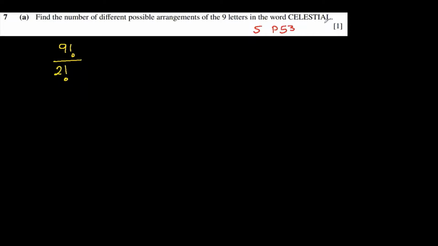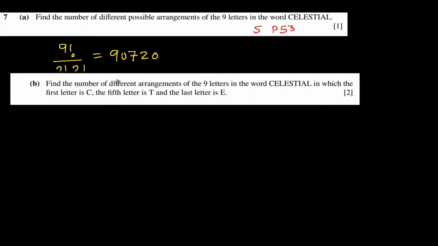And L is also twice, and there is no other letter which is repeating. So this is the number of different possible arrangements, which came out to be 90,720 arrangements. Let's go to the B part.